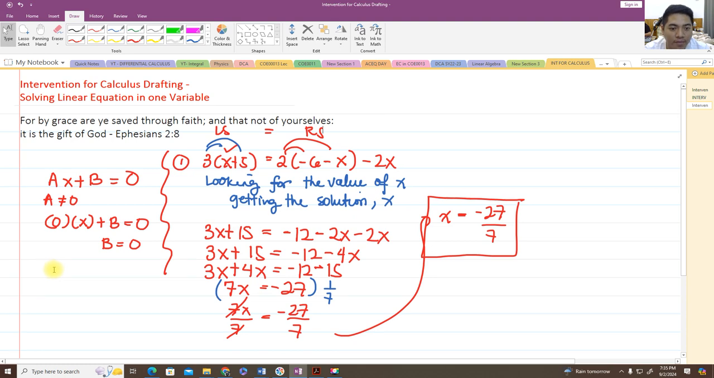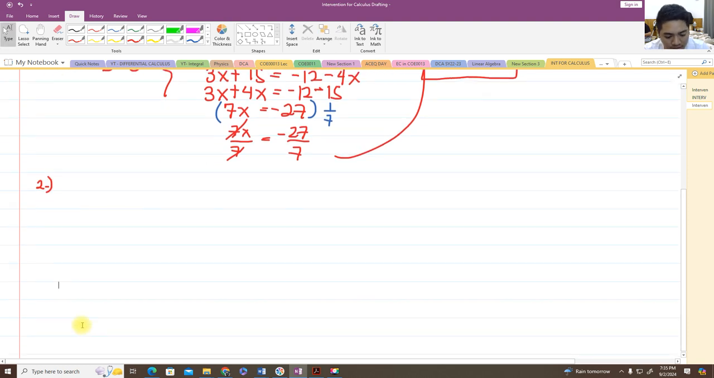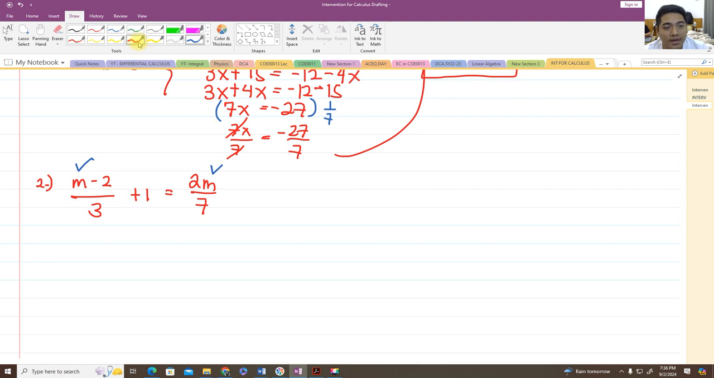Right. So for problem number 2, let's try to solve. We have m minus 2 all over 3 plus 1 equals 2m all over 7. Okay? So in this example, we have one variable which is m, and we have a linear equation since the highest degree that we can find here is m, or simply 1.